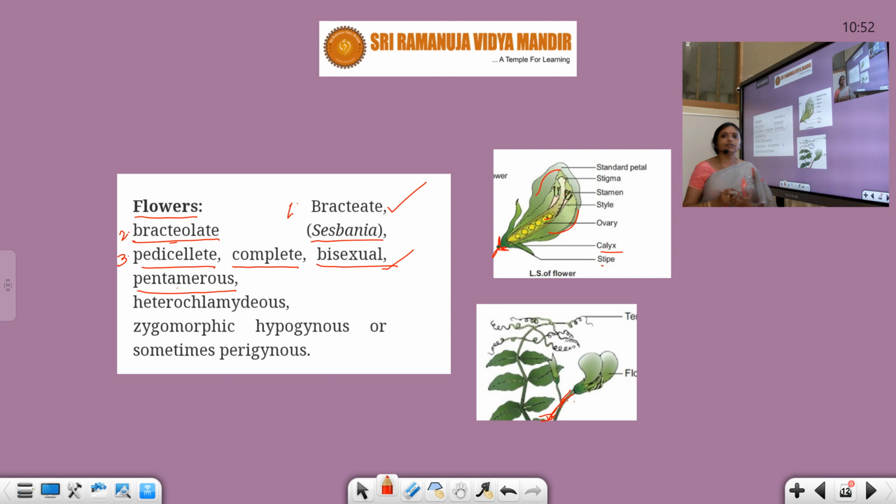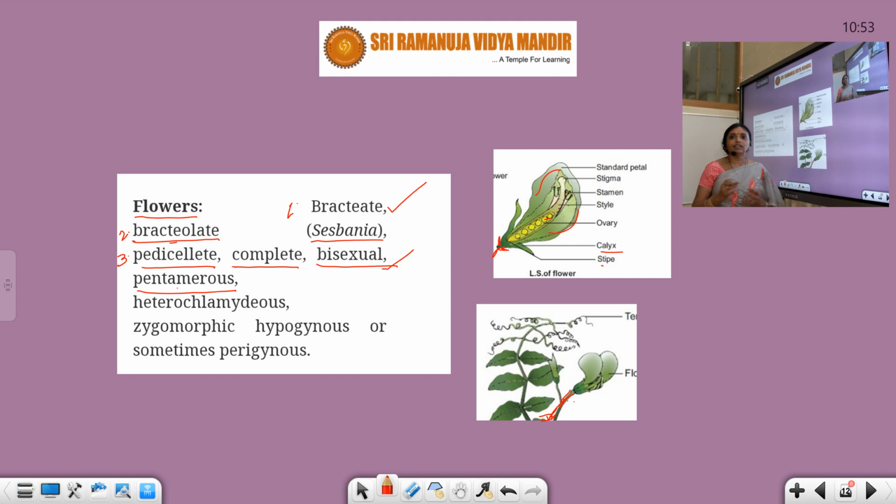If the number of floral whorls is 4 or a multiple of 4, like 4, 8, 12, 16, especially in calyx and corolla, if we see 4 sepals or 4 petals, that means it is a tetramerous flower. And if 3 or a multiple of 3, like 3, 6, 9, numbers of sepals and petals are present, that is called trimerous.